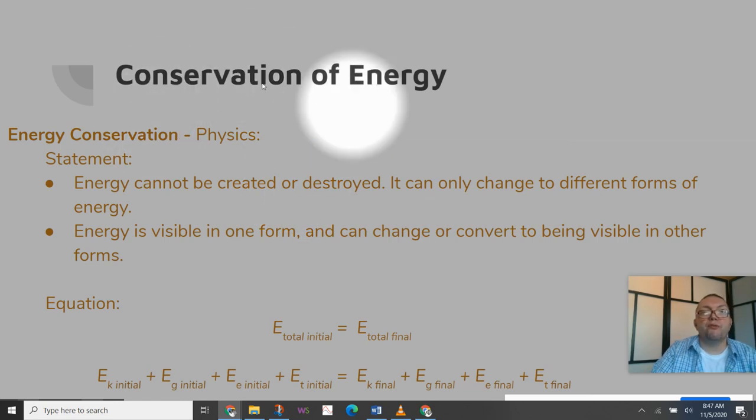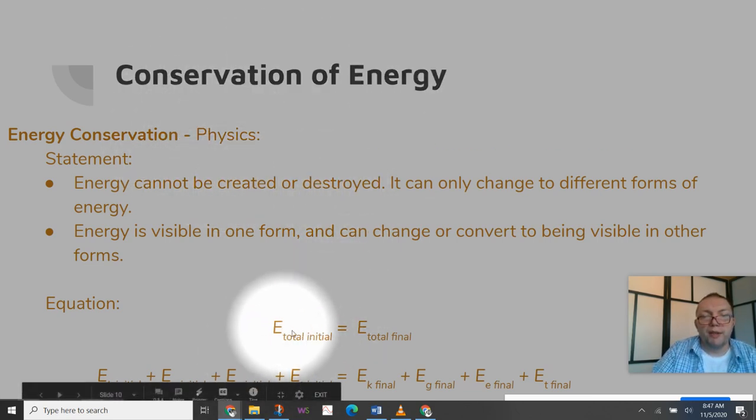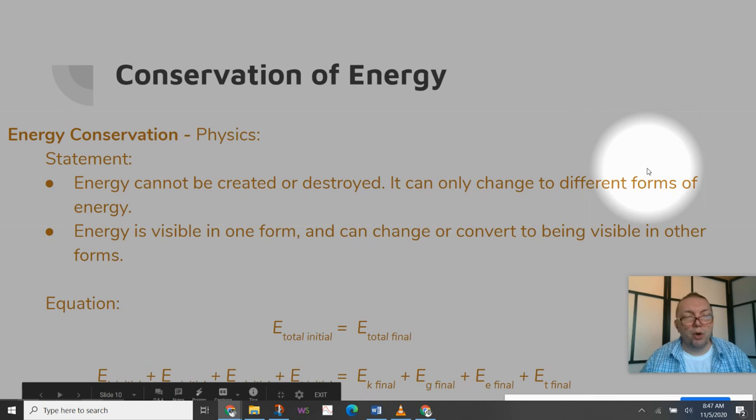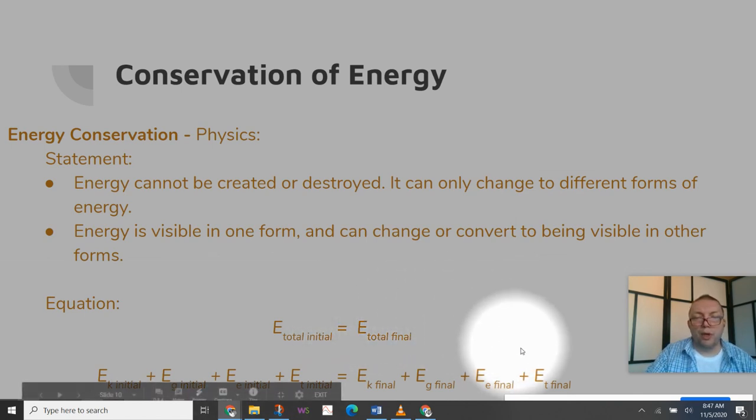The equation for this conservation of energy deal in physics is that the total initial energy equals the total final energy. And we can go through and do some accounting for all of those things. Instead of just saying total initial and total final, we can go through and use this.